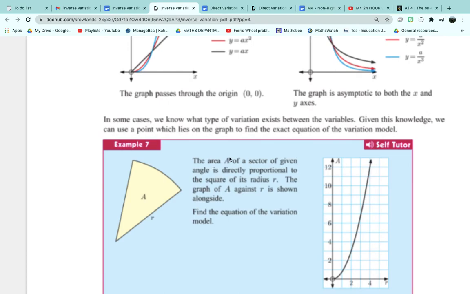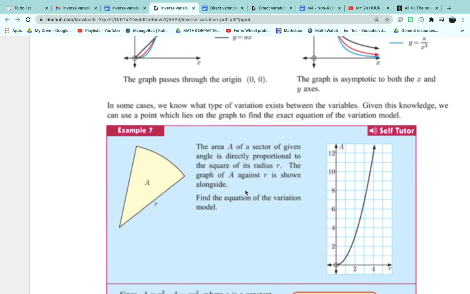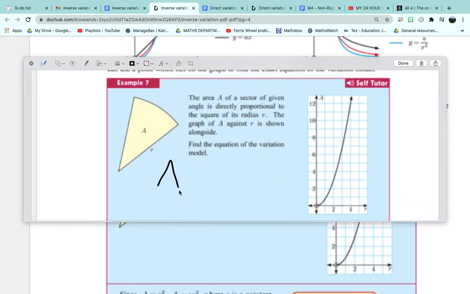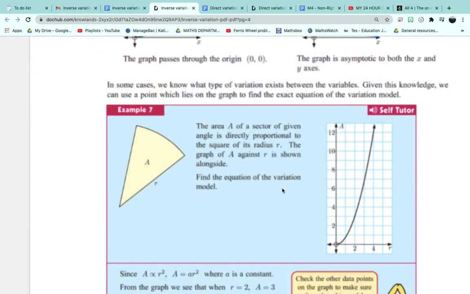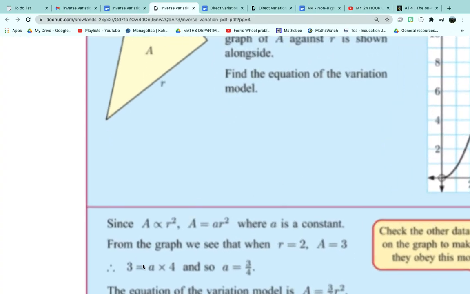The area A, which is on the y-axis, is directly proportional to the square of radius r. Now the first thing I would do is write down the proportionality relationship. The proportionality relationship is going to be A is proportional to r squared. That is it. Find the equation of the variation model. Now we've started this process, but we actually need to find k.